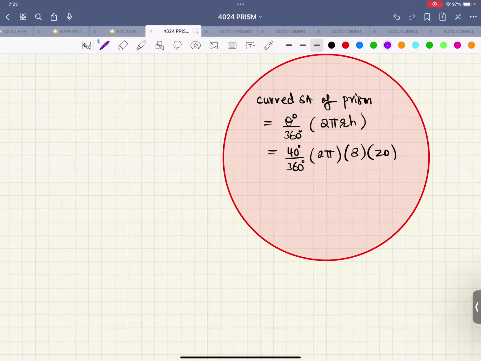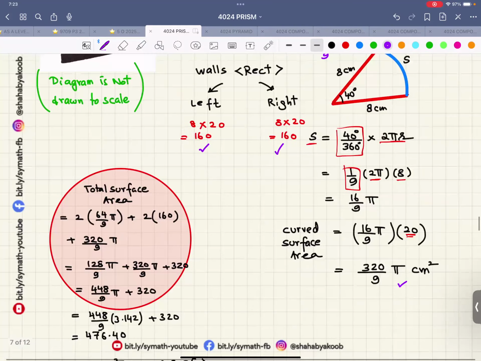So let me just do a bit of cancellation. Therefore, the zeros cancel out. And then what else is there? 4 ones are, 4 nines are. And then 2 into 8, that is 16. 16 into 20 is 320. That is 320 over 9 pi centimeter square. That is the curved surface area. So all good, all clear.